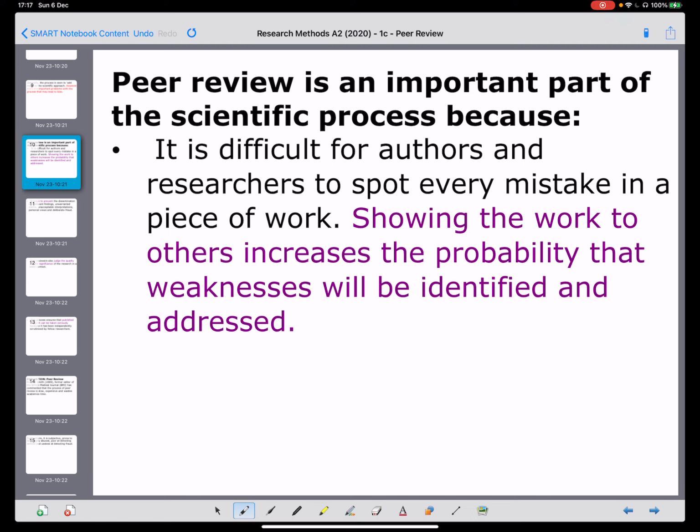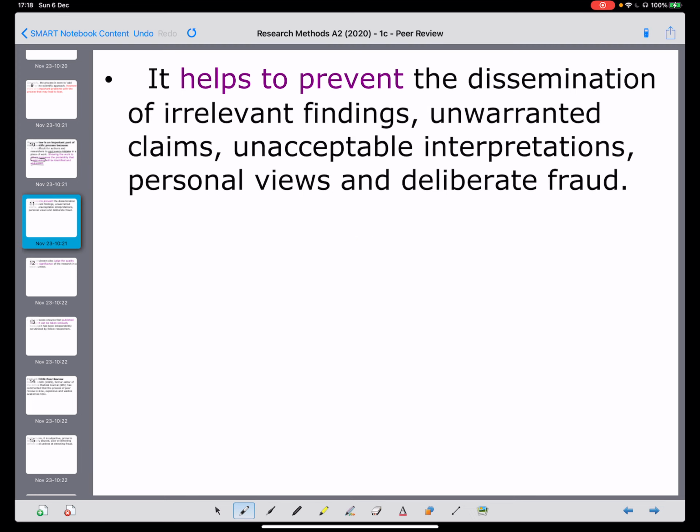So in other words, not just what the government expects from peer review, but why it's going to be important. Yes, there's a bit of a repeat of what I'm going to say, but of course, if I am having other people looking at my work, I can't spot every mistake. And so by showing the work to others, it says here, it increases the probability that these weaknesses will be identified and ultimately addressed. Okay, so that's one really good aspect of peer review. Somebody else is checking my work.